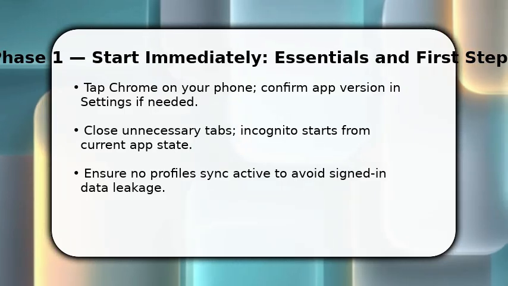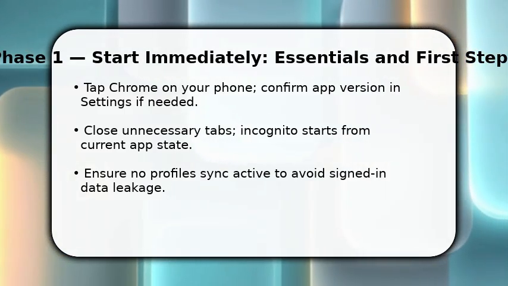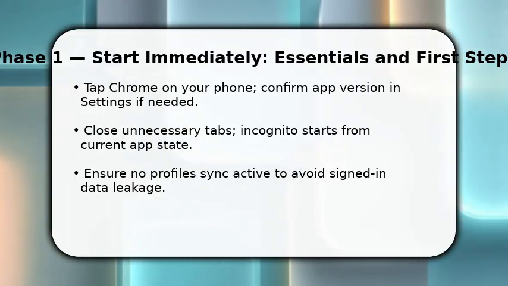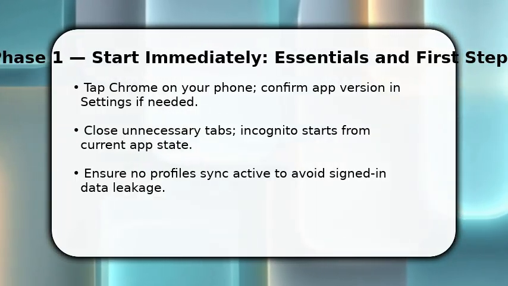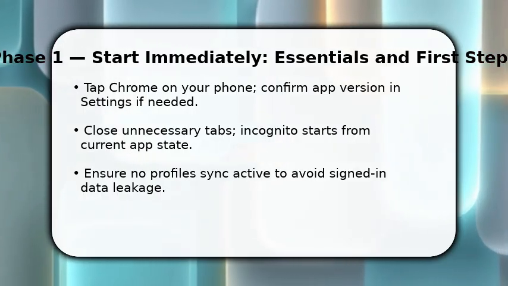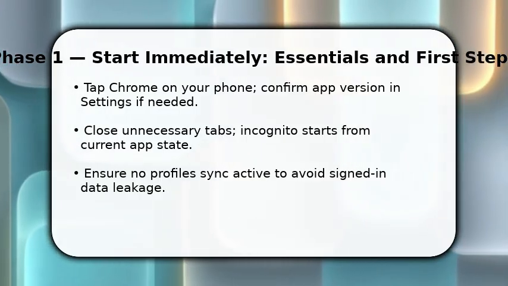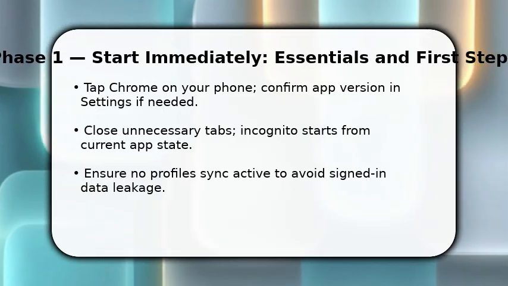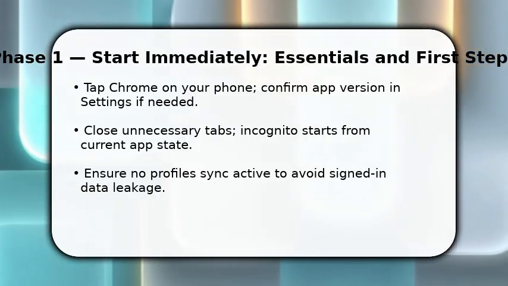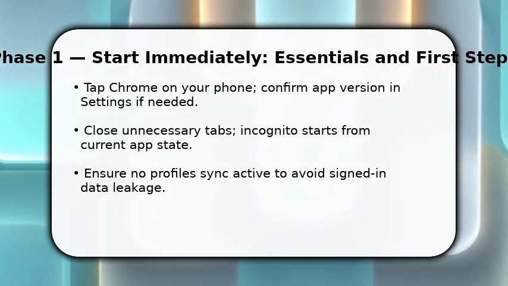Enjoy the video. You start by opening Chrome and getting straight to the task. Tap the Chrome icon, then press the three-dot menu. This gets you to the options quickly. Once done, make sure any distracting tabs are closed, because Incognito opens clean from current app state. Also check your Chrome profile status so you know whether sync is active. This matters, since Incognito won't save browsing history, but signed-in accounts can still send data.